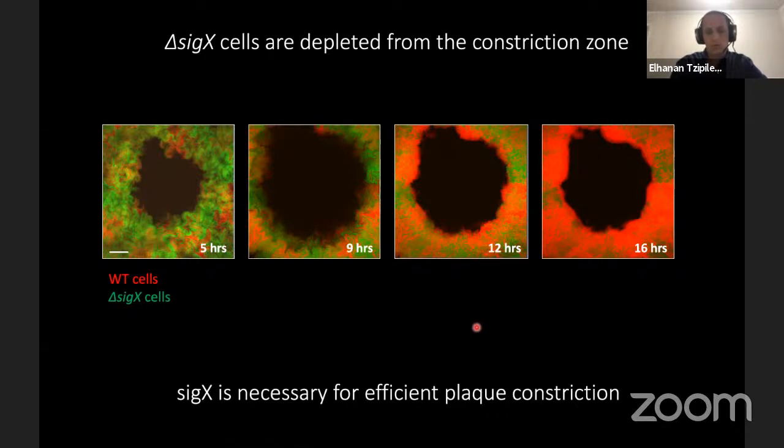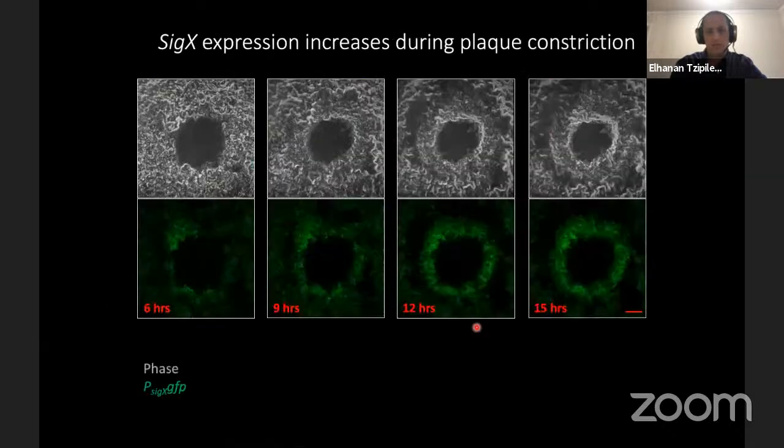Next, we monitored sigma X expression dynamics utilizing a sigma X promoter fused to GFP. And indeed, we found that sigma X expression increases specifically during the constriction phase.